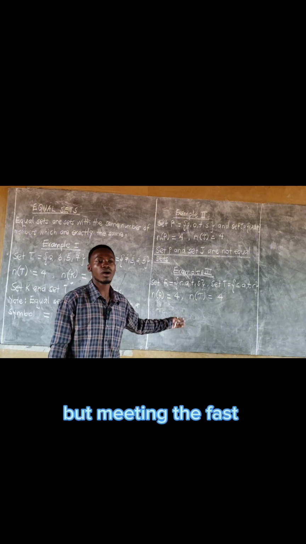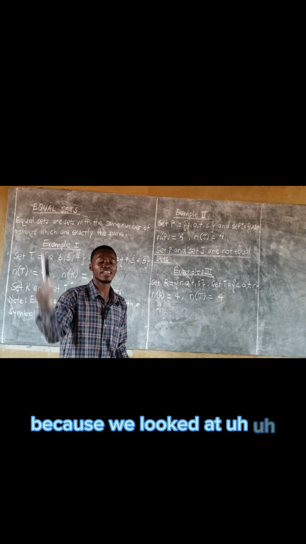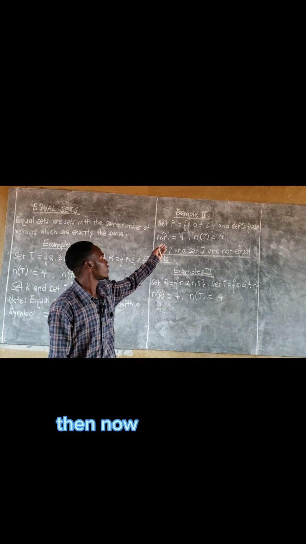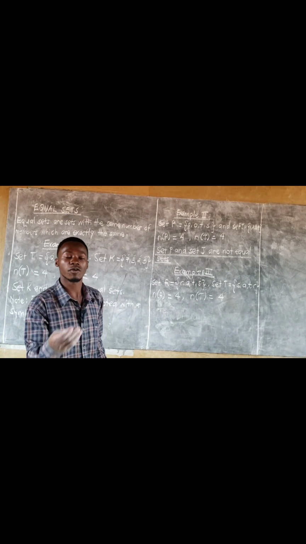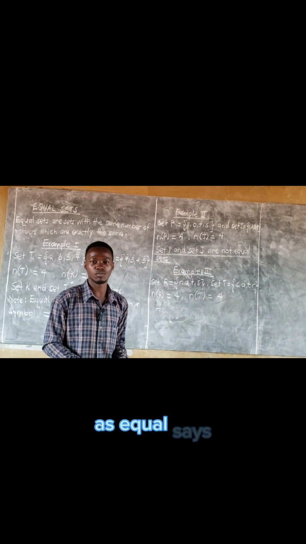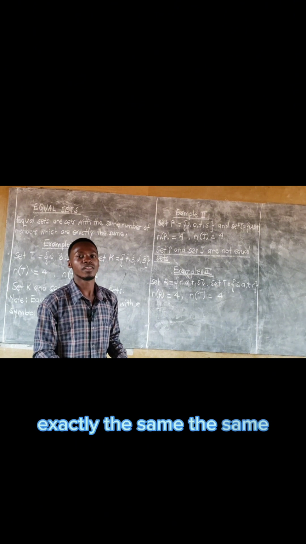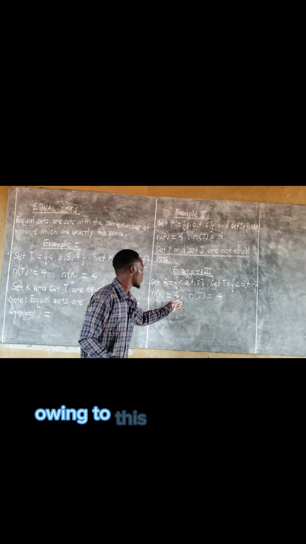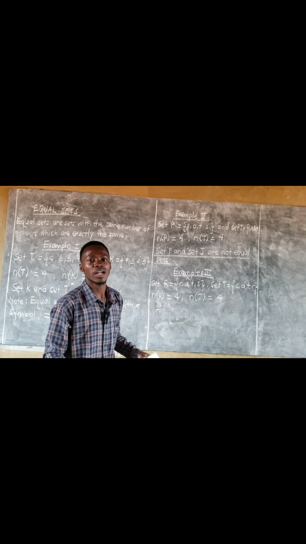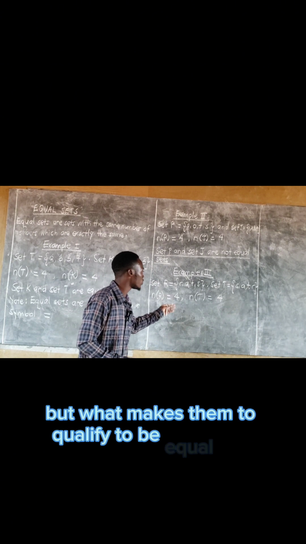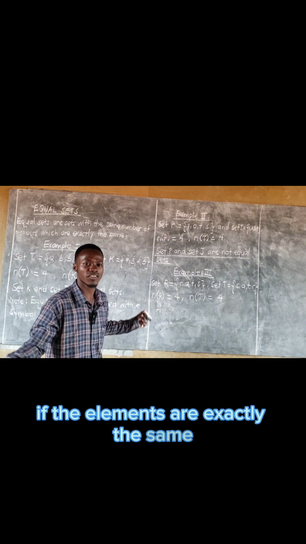But meeting the first requirement only does not qualify these sets to be equal sets, because we looked at the previous example. Both sets met the requirement of having the same number of elements, but they were not treated as equal sets, since the members were not exactly the same. So owing to the fact that they have the same number of elements, they only qualify to be equivalent sets. But what makes them qualify to be equal sets is to see whether the elements are exactly the same. Let us find out.